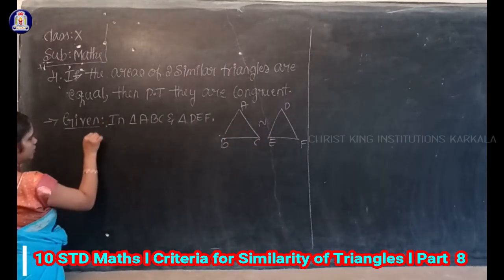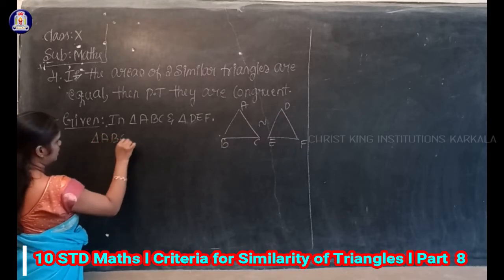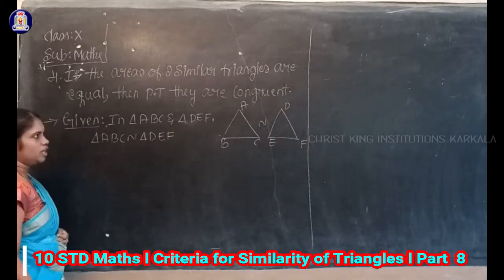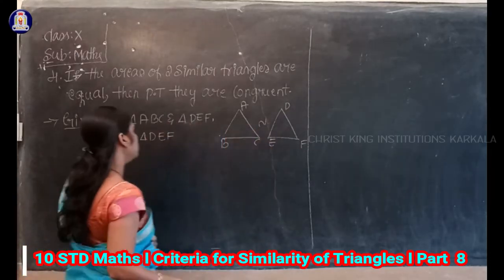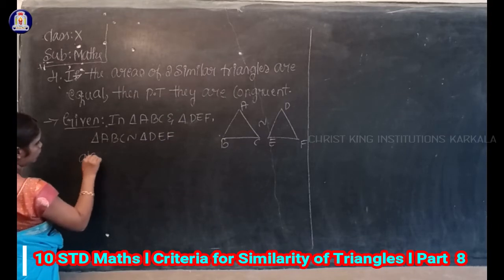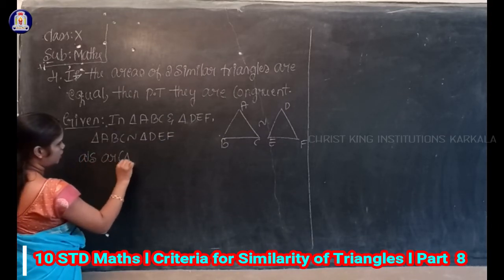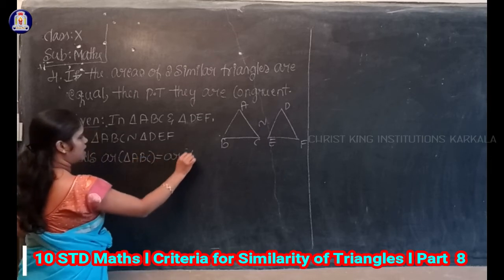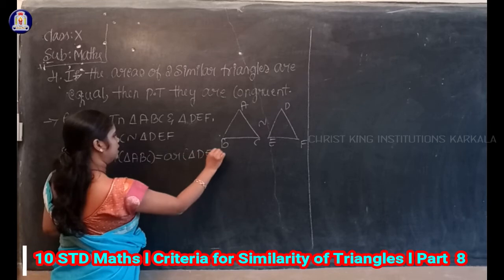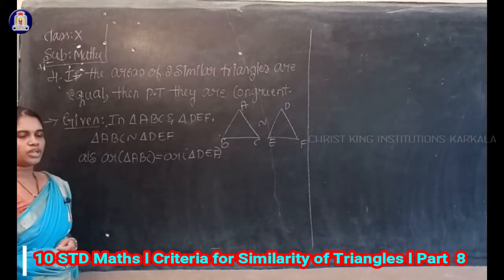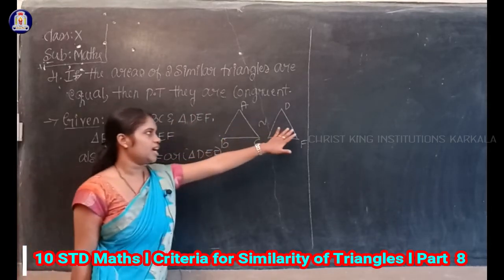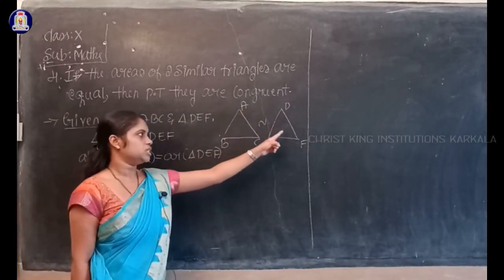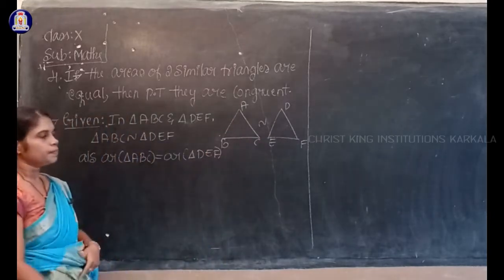So what they have given: triangle ABC is similar to triangle DEF. These two triangles are similar. Also, area of triangle ABC equals area of triangle DEF. This is what they have given in the question. These two triangles are similar, as well as area of triangle ABC equals area of triangle DEF.